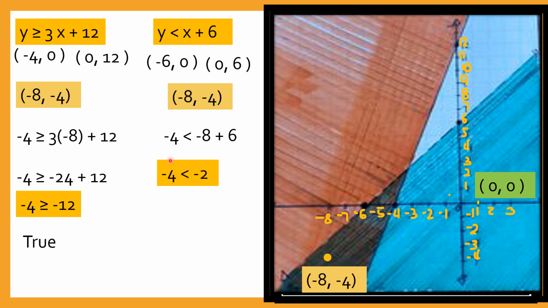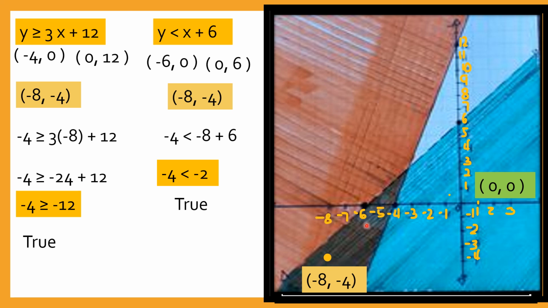Negative 4, negative 8 plus 6, that is negative 2. Negative 4 is less than negative 2, which is also true. Na ang negative 4 ay mas mababa kaysa negative 2 kasi nasa left siya ng negative 2. So, yun. Ibig sabihin, pwede ka pang kumuha ng another points dito. So, marami yan. Set of points dito. Yan. Pwedeng negative 6, negative 3. Dito din pwede. Itong mga points na yan.